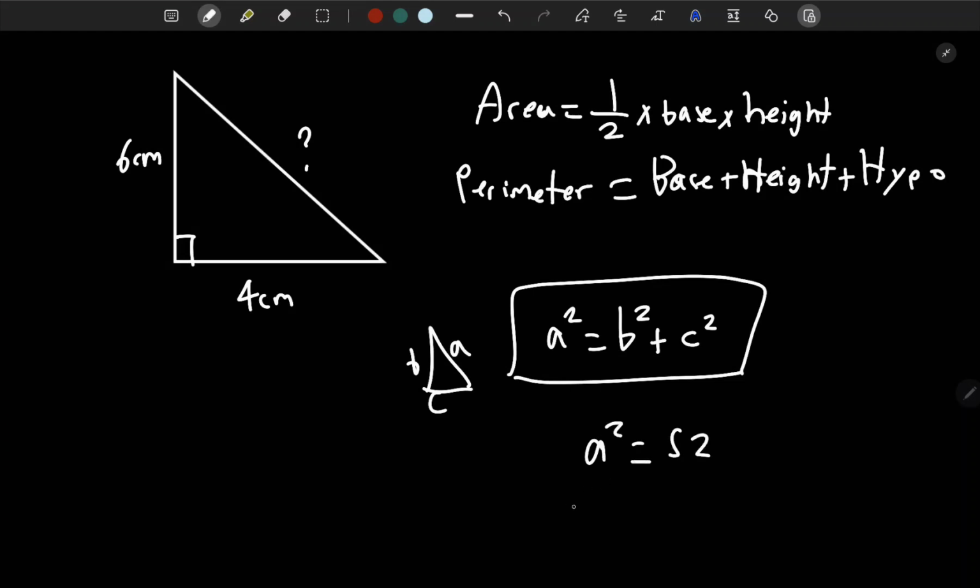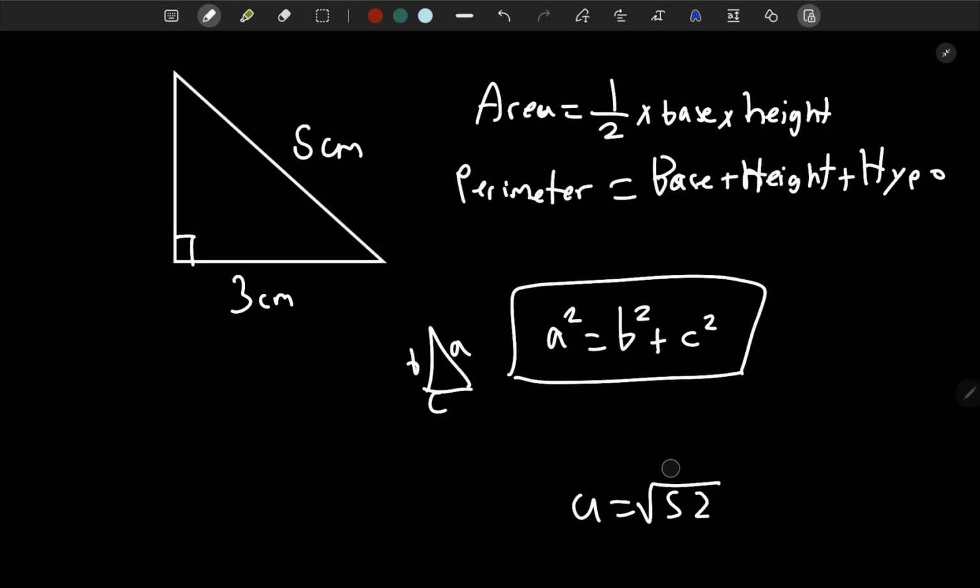To find A squared, we can square root both sides, and A is going to be equal to the square root of 52. Let's quickly do another example for the perimeter. So let's change these sides. In our next case, we are given the hypotenuse and we are told to find the height here. So how do you think we should proceed with this question?